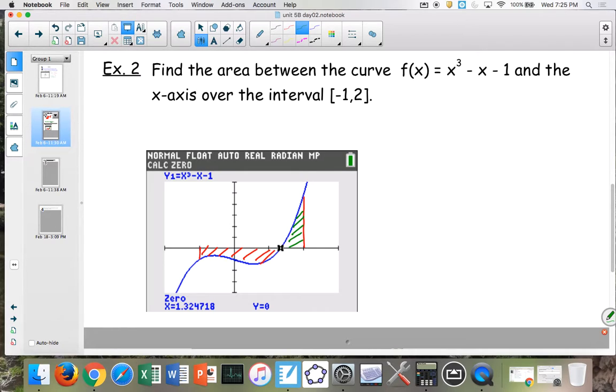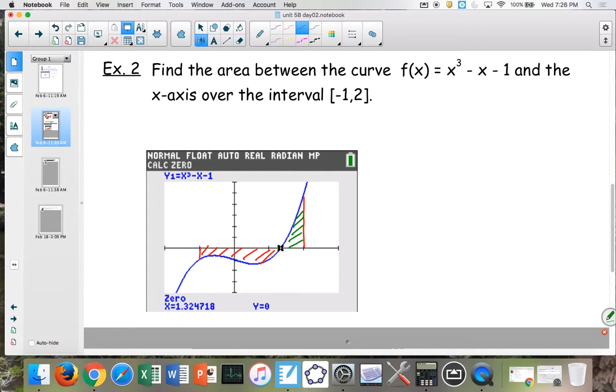So if I'm going to use integrals for this, which I am, I'm going to have to realize that the first amount in red is going to be negative when I use an integral. So I'm going to have to take the opposite of that. And the second amount will be positive. So I need to find out where the 0 is for this function. Now you can see I've already calculated the 0 using my graphing calculator.